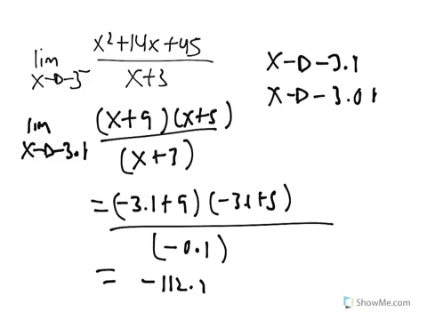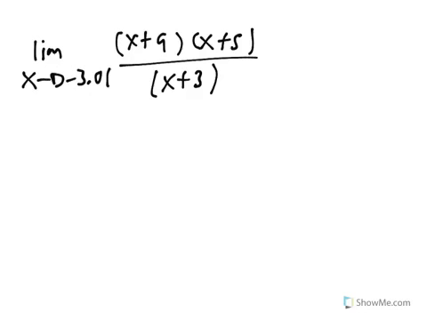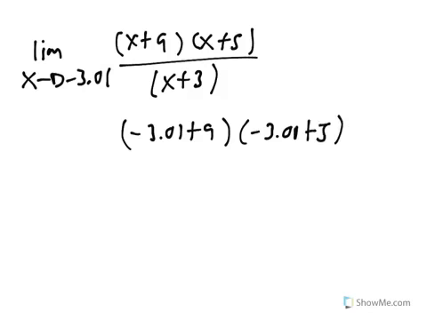Just based off of this, we can't really say anything until we compare it to a number that's a little bit closer to negative 3. So we're going to plug in negative 3.01 and see what we get. Then we're going to compare those two values, and we can ultimately make a conclusion about the limit as x approaches negative 3. So this is how the problem looks. Now we're just going to substitute in negative 3.01 for x. It's going to be negative 3.01 plus 9, and then negative 3.01 plus 5.